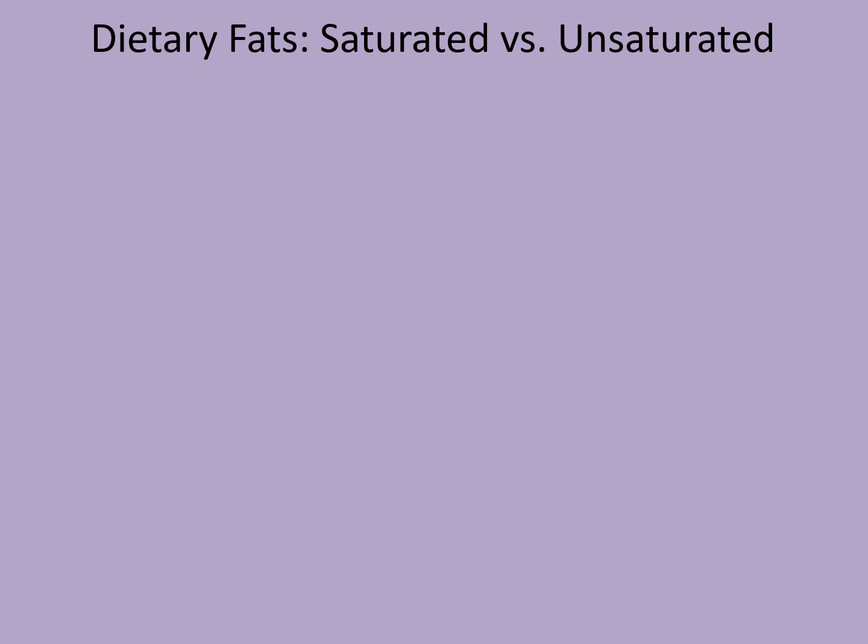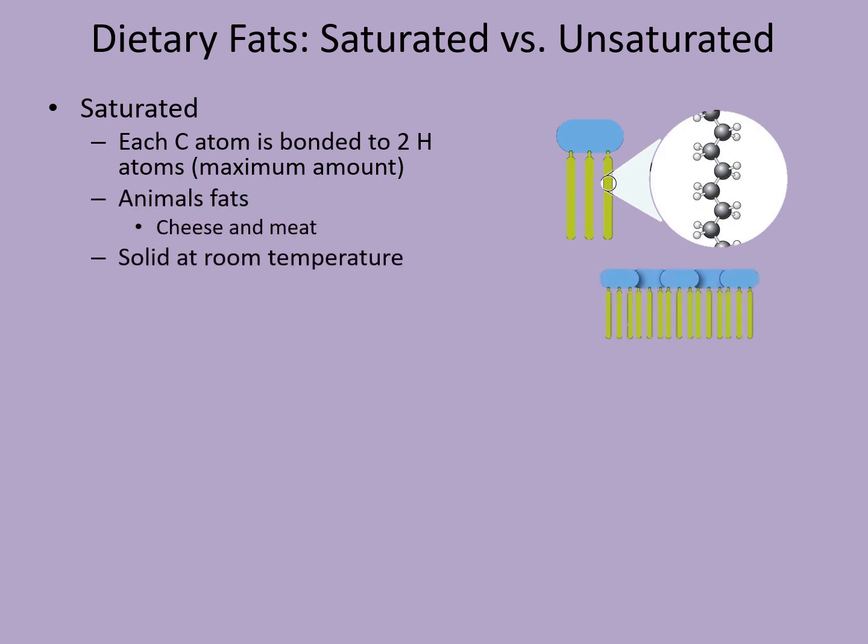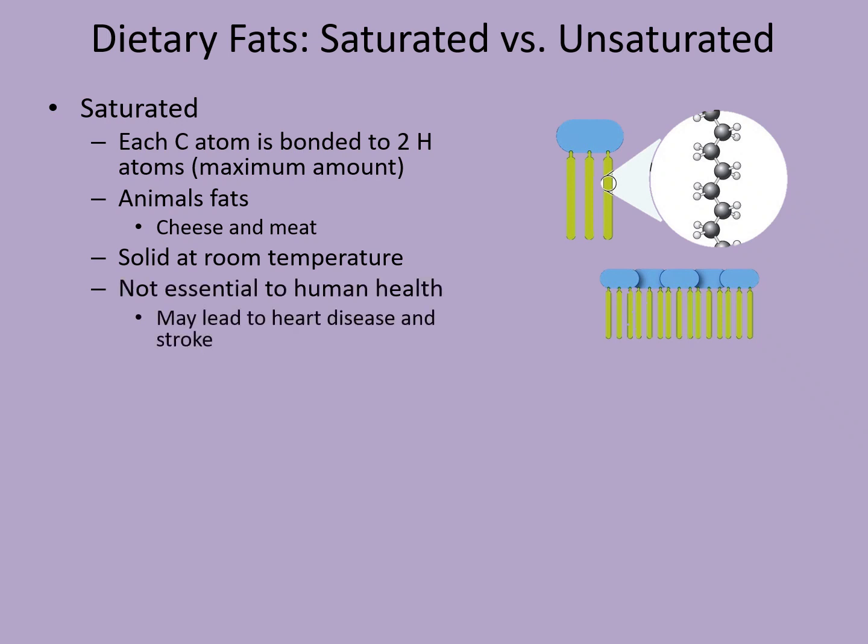For dietary fats, you have saturated versus unsaturated. Saturated is the not so healthy of the two. That is where each carbon atom is bonded to 2 hydrogen atoms. That's the maximum amount. So you have animal fats, cheese and meat. Those are solid at room temperature, but they're not essential to human health.